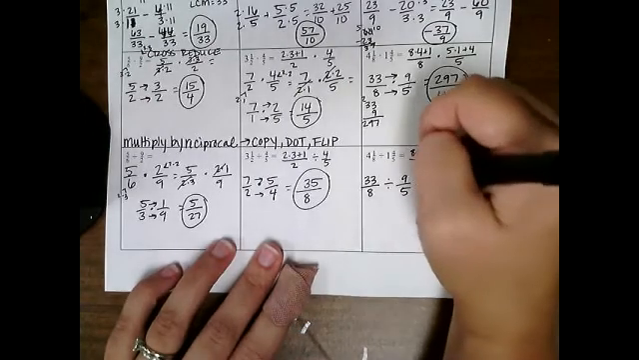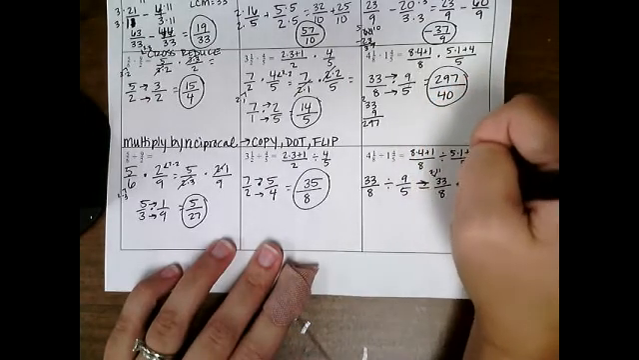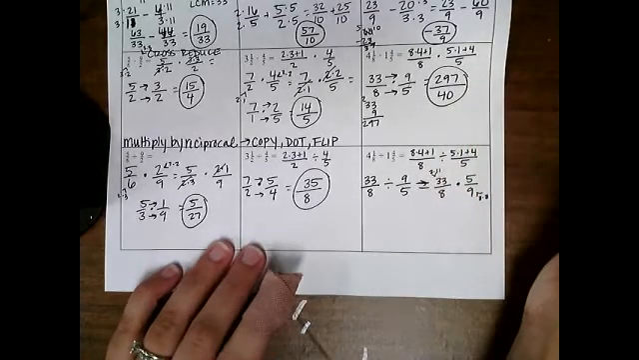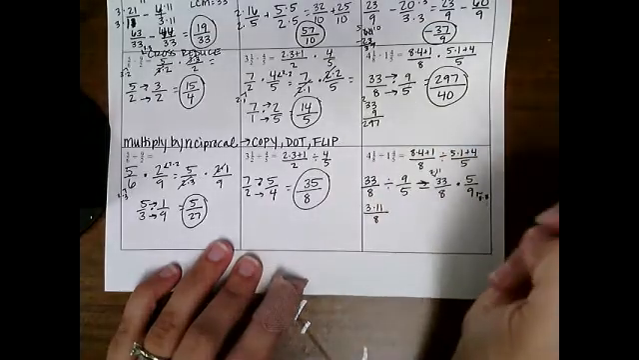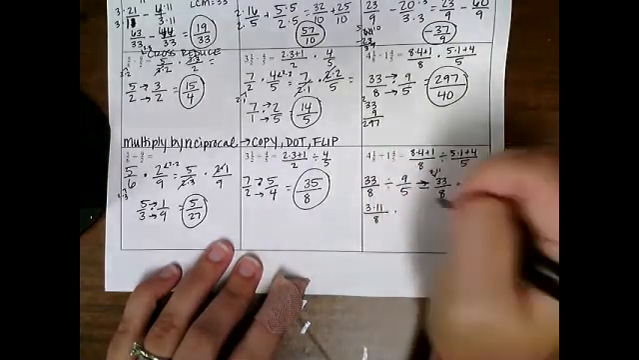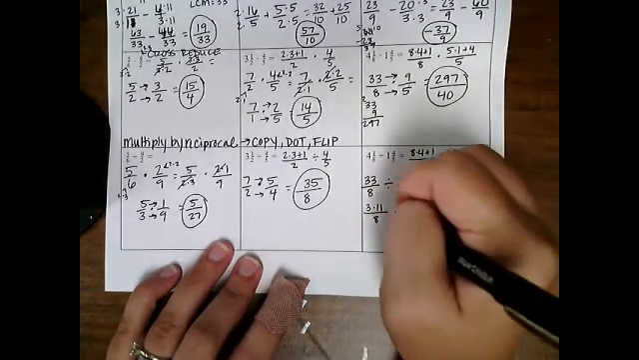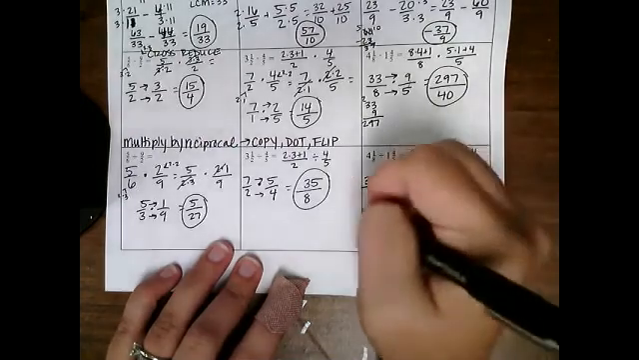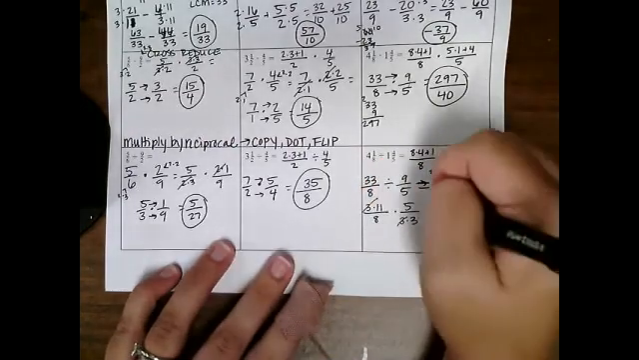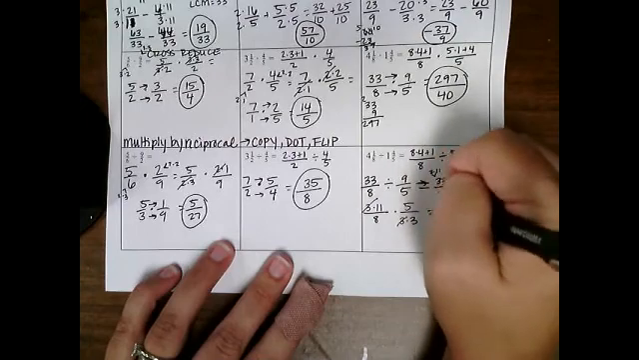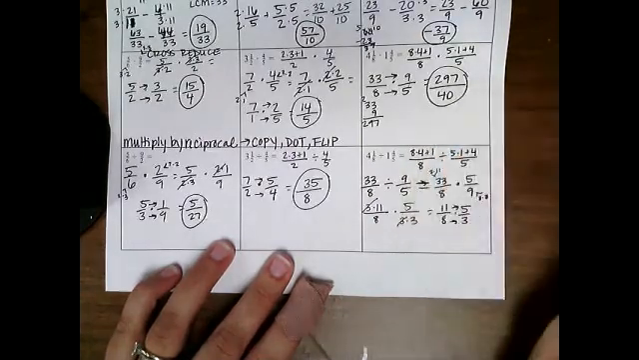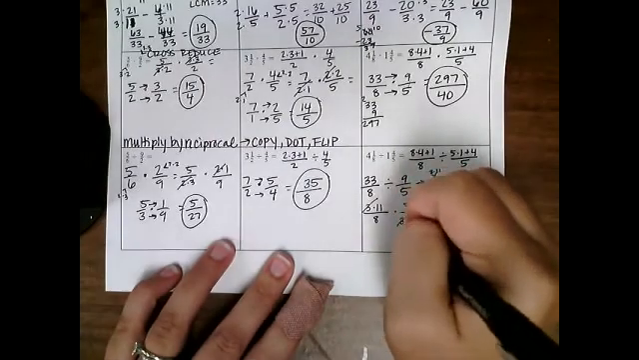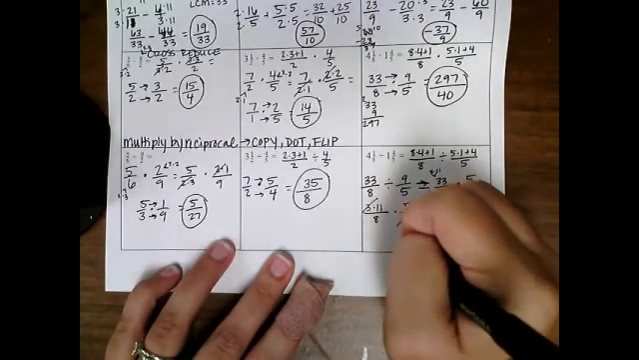So 33 is the same thing as 3 times 11. 9 is the same thing as 3 times 3. So I have 3 times 11 over 8 times 5 over 3 times 3. My 3's cancel. I'm left with 11 over 8 times 5 over 3. And then I'm multiplying straight across. 11 times 5 is 55. 8 times 3 is 24.